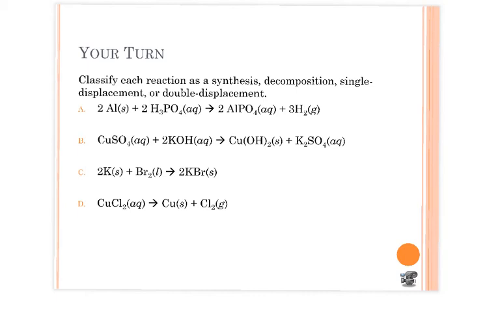For A, it looks like we have aluminum coming in and taking away the phosphate here, and the hydrogen gas being kicked out. So it looks like it's a single displacement. In B, we have copper combining with the hydroxide here, and we have potassium combining with the sulfate. So it looks like an ion exchange of both cations and anions, so it looks like a double displacement.